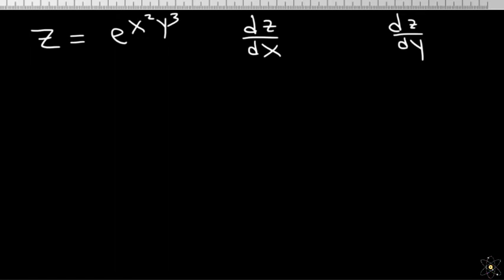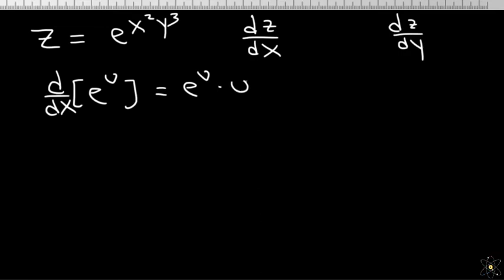So now, let's talk about the derivative of an exponential function. The derivative of e to the u is equal to e to the u times u prime. So let's say if we want to find the derivative of e to the x cubed, it's going to be the same thing, e to the x cubed times the derivative of x cubed, which is 3x squared.